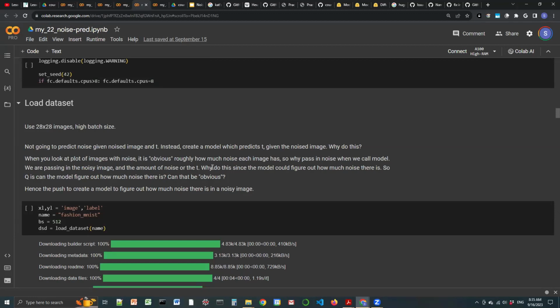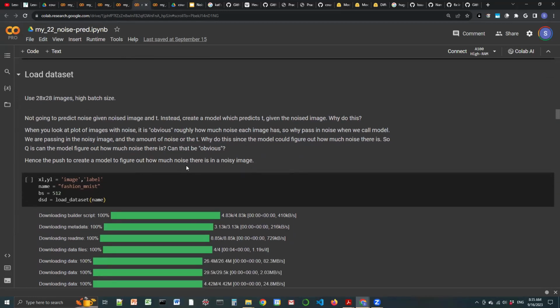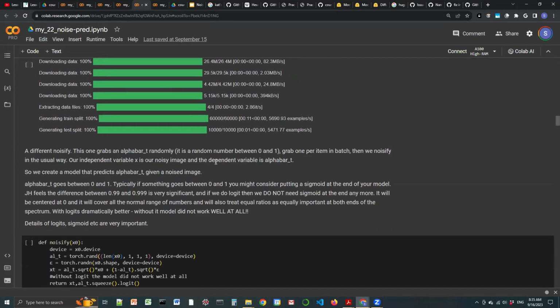So that's the question. Why do this, which is passing the amount of noise, since the model can figure out how much noise there is, right? Can that be obvious to the model? So create a model to figure out how much noise there is when you just have the noisy image. So that's what we do.